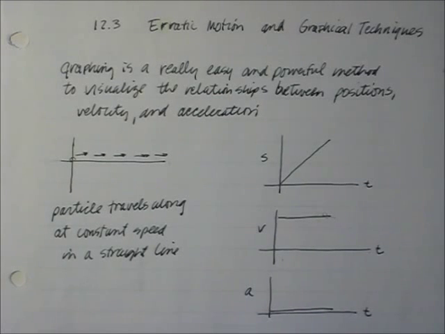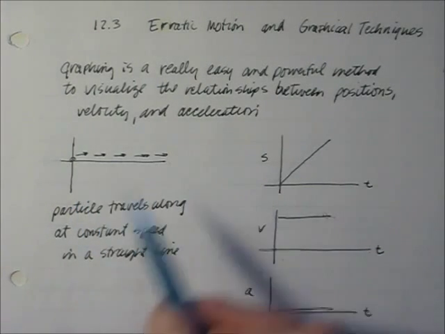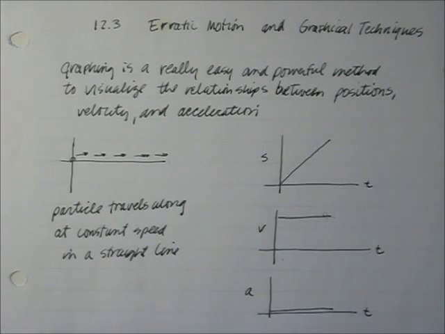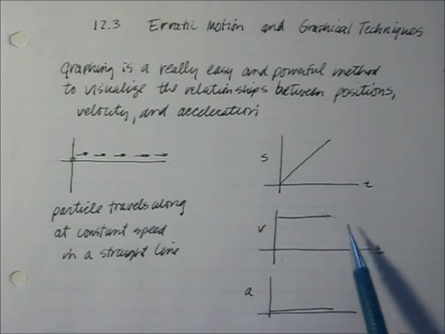Well, we're going to spend a little time talking about graphing now, and graphing is a really easy and powerful method to visualize the relationship between position and velocity and acceleration. Let's say we have this particle that is traveling along this straight line at a constant speed. If it's a constant speed, that means that if I look at a velocity versus time graph, we can see that velocity is going to be a constant positive number.